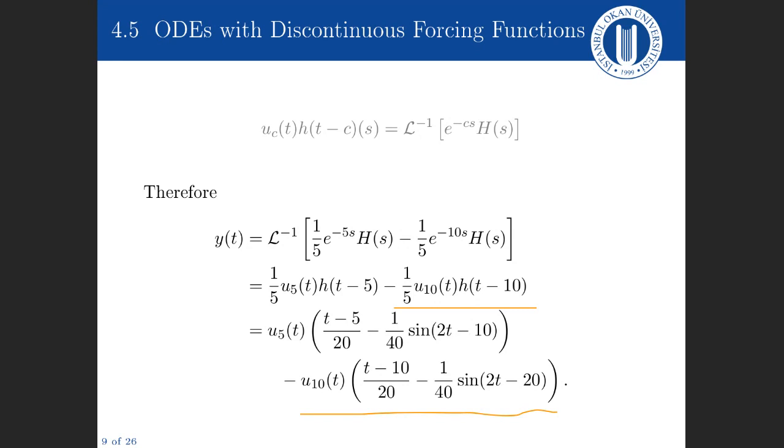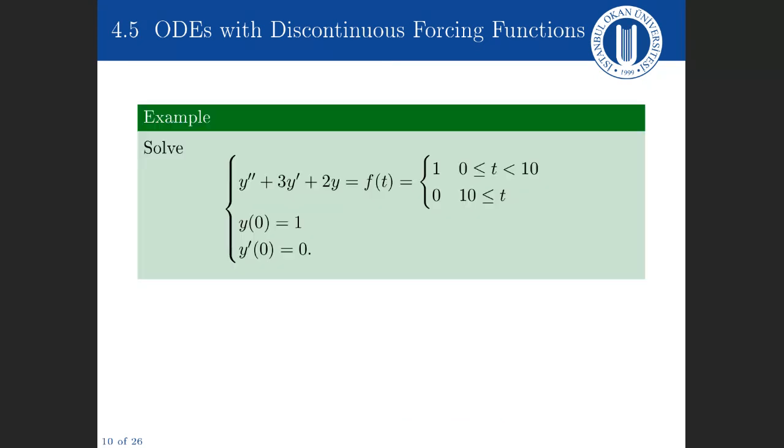Now we want to substitute in h of t minus 10. Maybe the same type of function as the first bracket, but it's going to be t minus 10 instead of t minus 5. So t minus 10 here and 2t minus 20. So that's the idea of this section. Let's do another example.